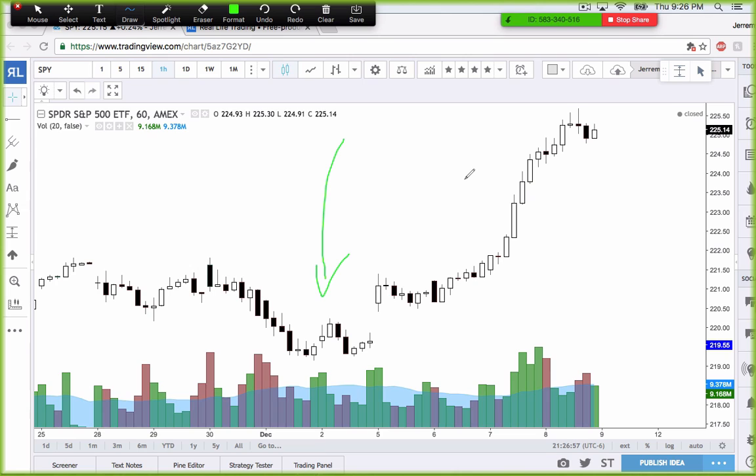I told you! Isn't this stuff awesome? It's a double bottom. Did it retest the neckline? No. Man, it did not. It didn't quite come down to it.